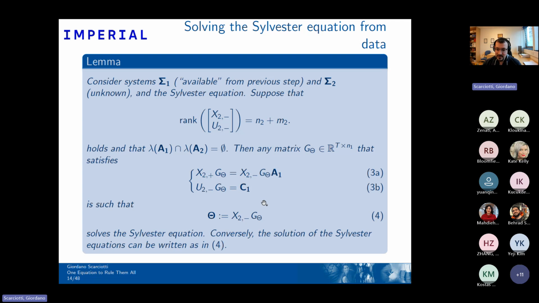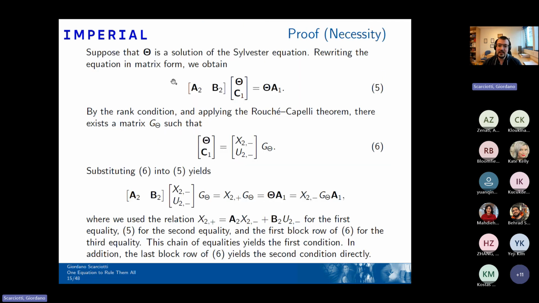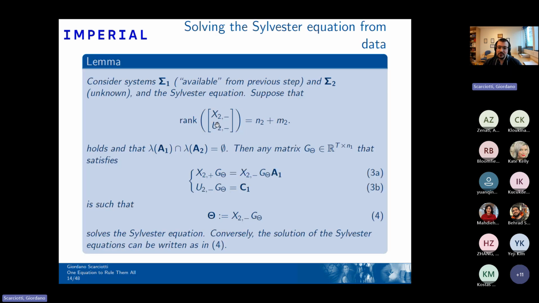Now, let me explain where these equations come from. The idea is the following. We take the Sylvester equation and we factorize theta C1. Just to remind you, the Sylvester equation in 5 was written as A2 times theta plus B2 C1 equal to theta A1. That's the Sylvester equation. And what we do here is factorize this as A2 B2 that multiplies the matrix theta C1, equal to theta A1.